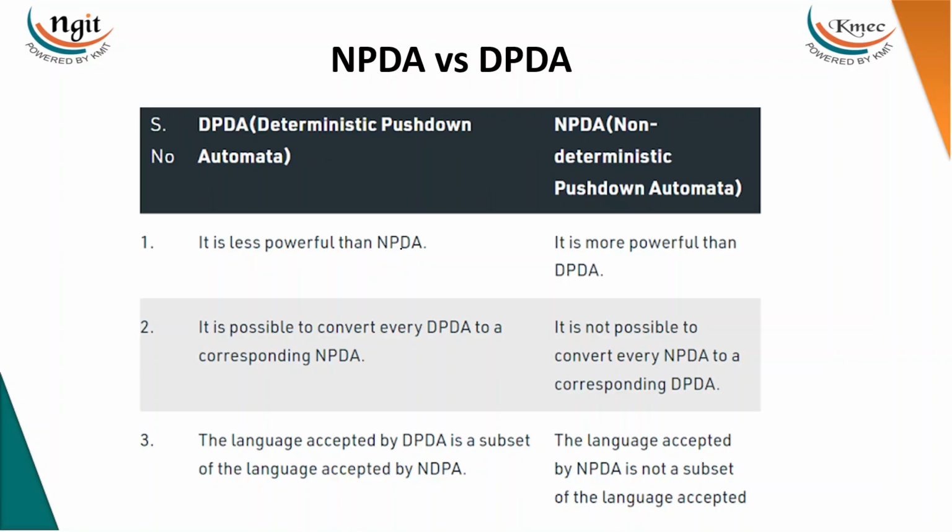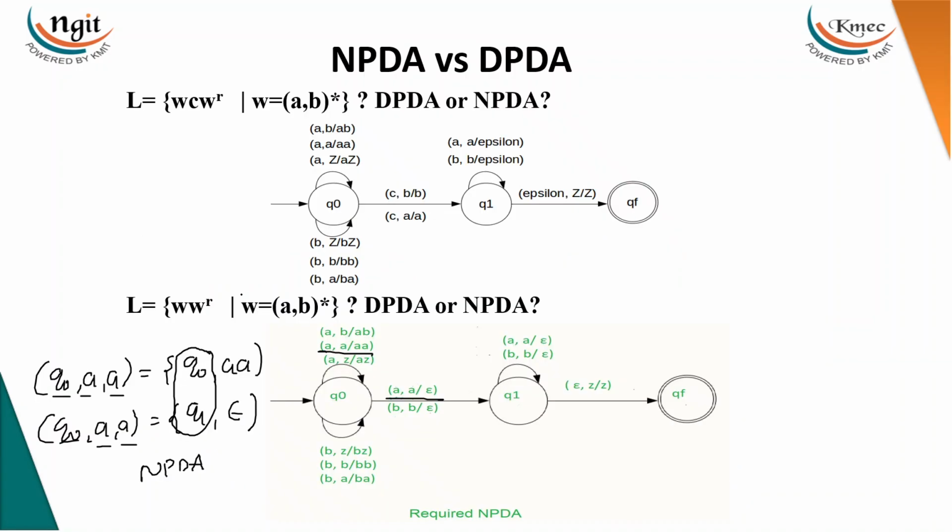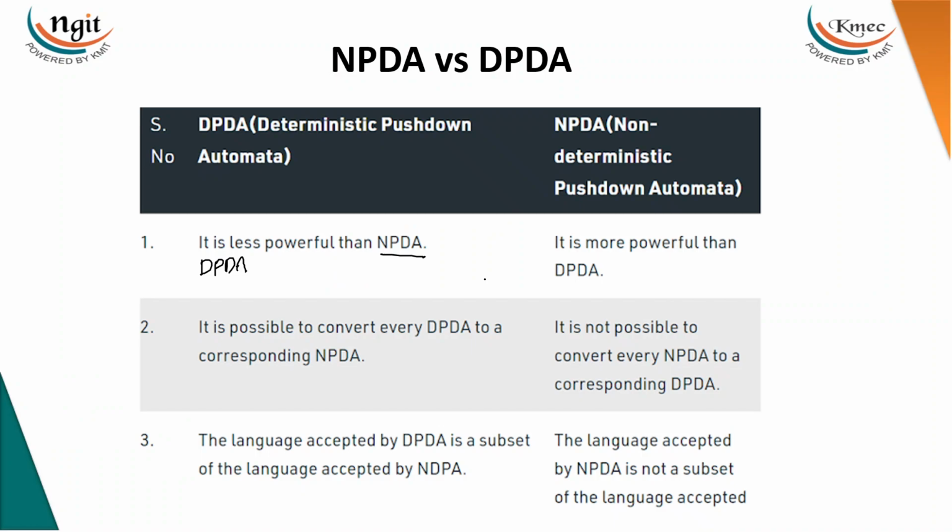So of course, as I told you, NPDA is more powerful than DPDA, right? So DPDA is less powerful than NPDA. Why? Means NPDA is accepting this, but for this you cannot construct the DPDA. No DPDA exists. So means there are few languages which are only accepted by the NPDA but not by the DPDA. That's why NPDA is more powerful than the DPDA. Automatically NPDA is more powerful than DPDA. DPDA is less powerful. Okay.